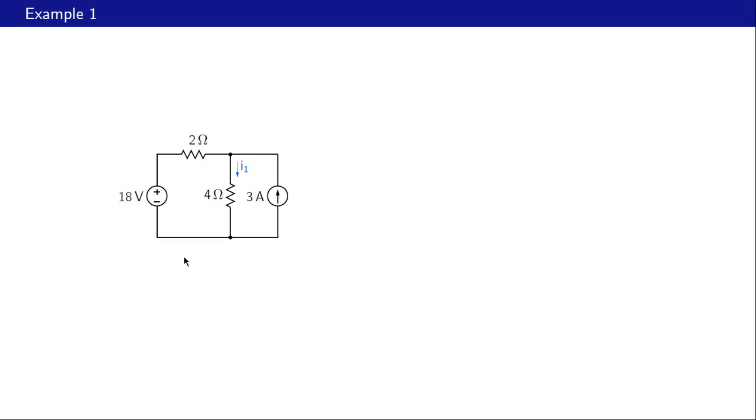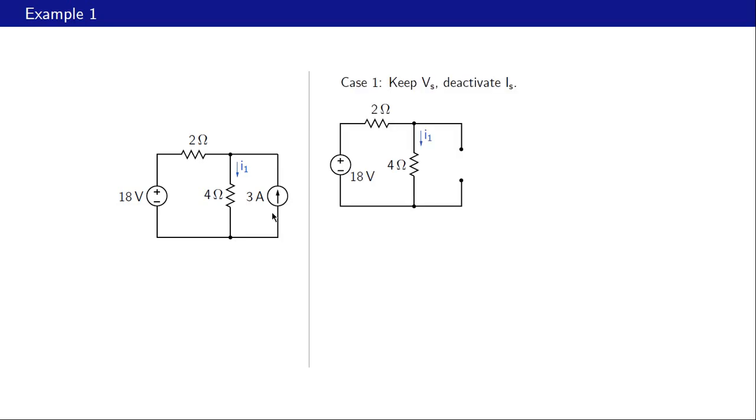Alright, let us now apply what we have learnt about superposition to this circuit here. Here we have two independent sources. One is a voltage source, 18 volts, and the other is a current source, 3 amperes. And we want to find this current I1 here. So we will take these two sources one at a time. Let us start with the voltage source.